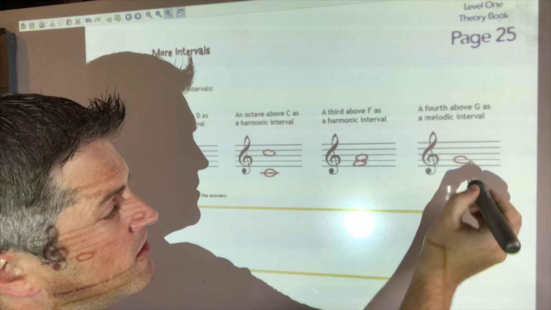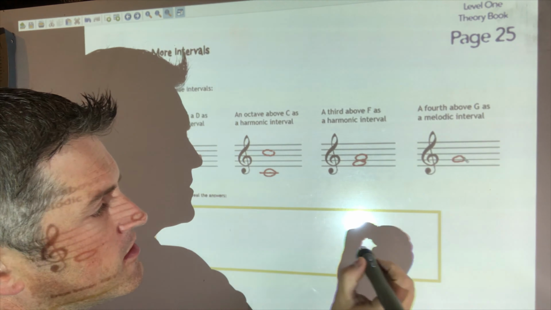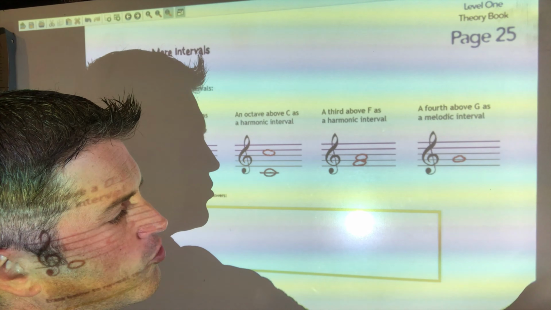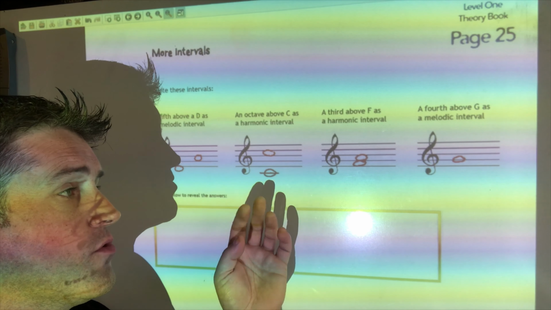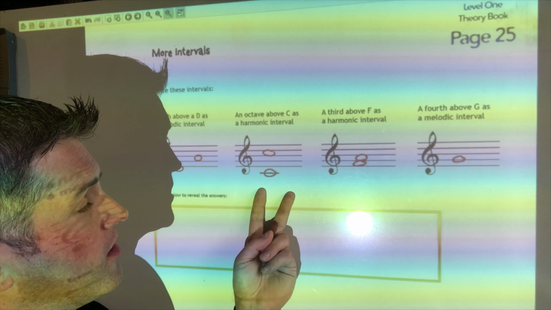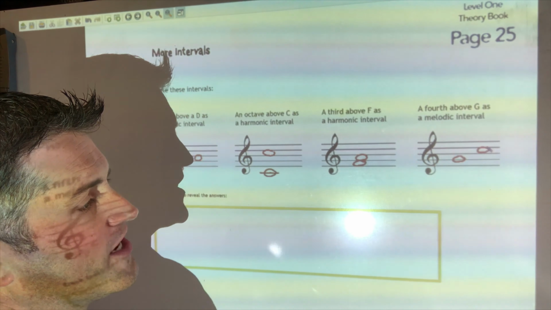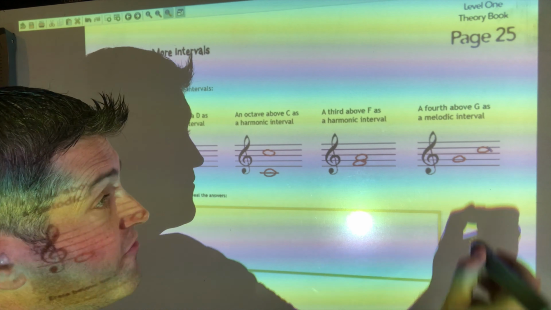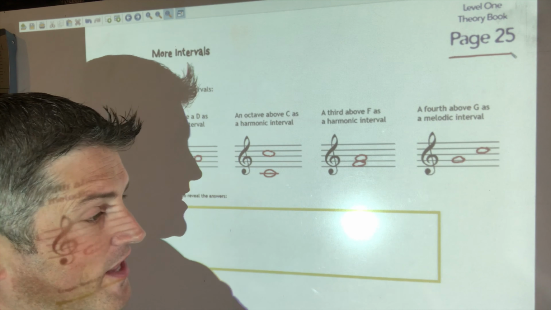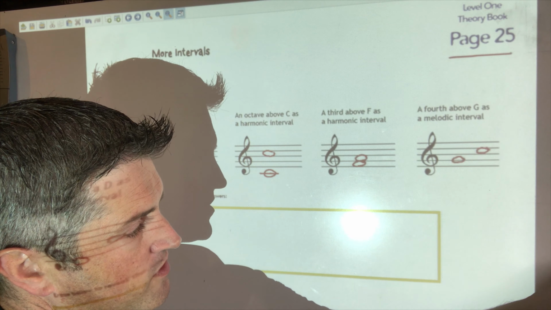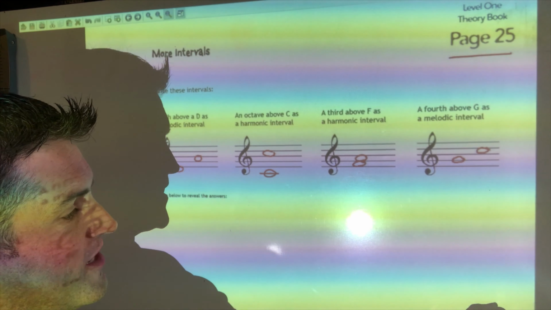Fourth above G. So here's G first. Make that a little bit neater. It takes a little bit more time, but it's really important when it comes to reading it. So there's my G, and I'm looking for a fourth melodic interval over that. So G, A, B, C, like so. On page 25, those should be your correct answers. Just make sure that you have all of that in a nice clear format so that you're able to make sense of it.